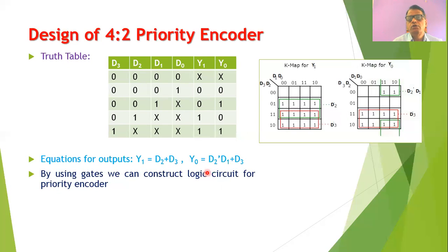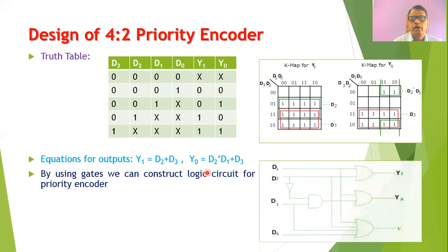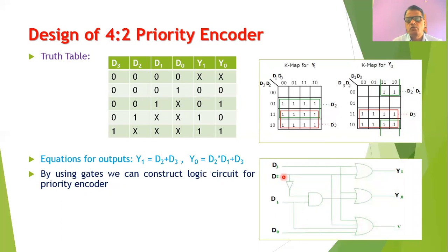Now, once we have the logic equations, we can construct the logic circuit for the priority encoder. As shown in this diagram, there are 4 inputs D0, D1, D2 and D3. The output Y1 you will get according to the equation D2 plus D3. So D2 and D3 are connected to this OR gate and the output of the OR gate will be equal to Y1.